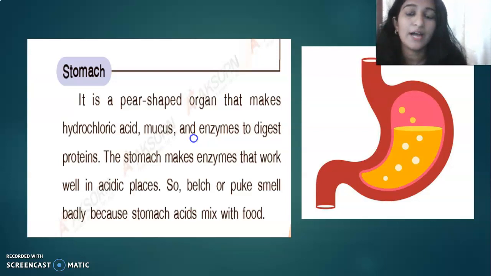In the mouth, I told you we digest carbohydrates. Like that, in the stomach, we need to digest the proteins. Proteins in the food are digested by the stomach. Carbohydrates are digested by the mouth, only 40 percent, and proteins are digested by the stomach.